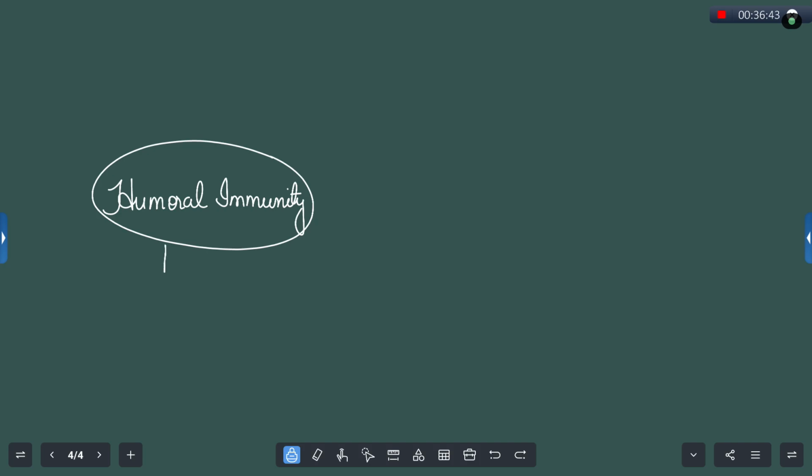So who produces antibodies? In humoral immunity, the B cells, after differentiating themselves into plasma cells, produce antibodies. The B cells become plasma cells, which are clones of one another. The B cells produce the antibodies.